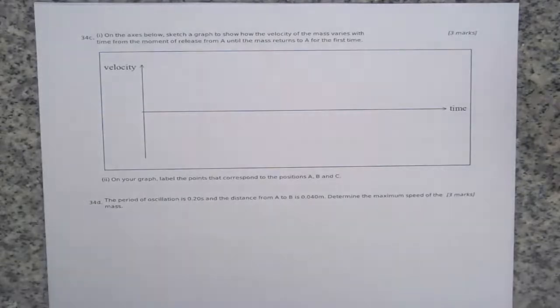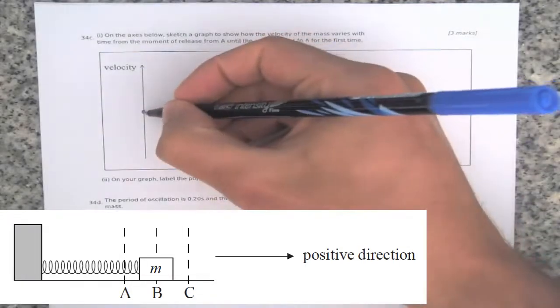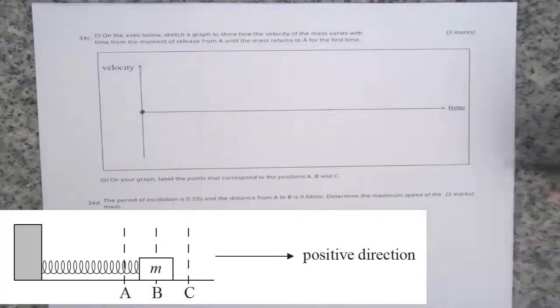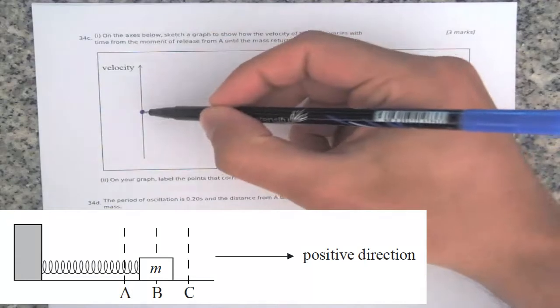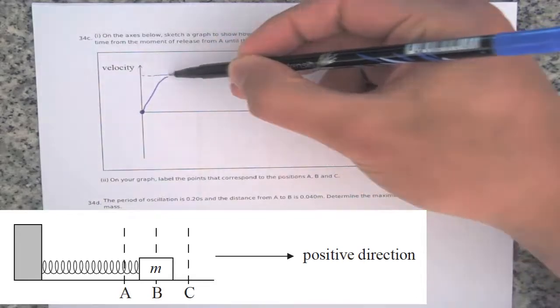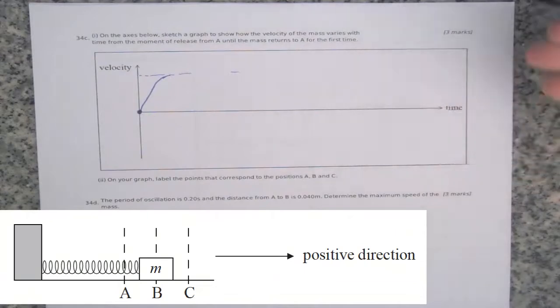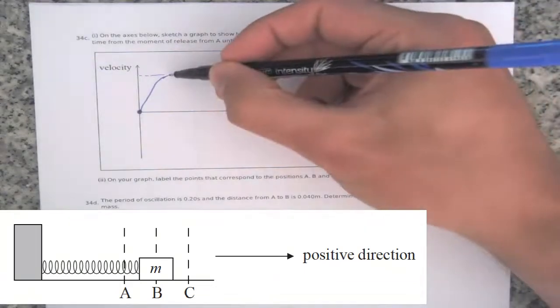34c, it says, on the axis below, sketch a graph to show how the velocity of the mass varies with the time from the moment of release from A until the mass returns to A for the first time. So A is one of the extreme points. So you know the velocity at A will be 0. Then what is happening? It goes all the way to the right, so to the positive direction. So your velocity has to be positive, and it's going to reach the maximum velocity somewhere here when it is at the equilibrium position. Then it's going to move to point C. At point C, it's going to stop again. It's the other extreme position.